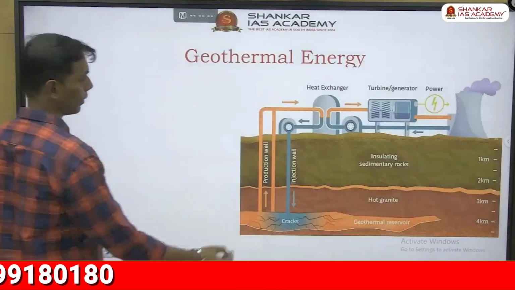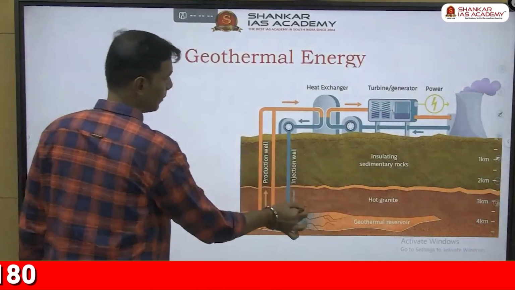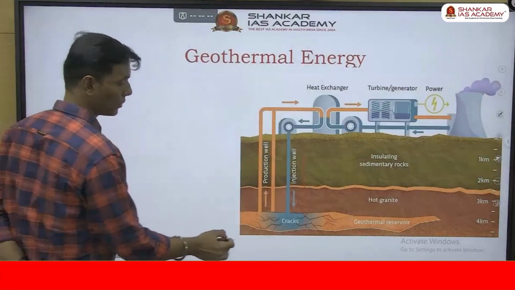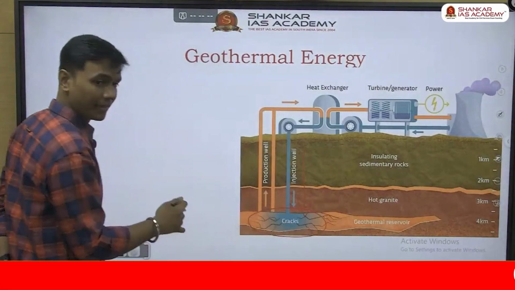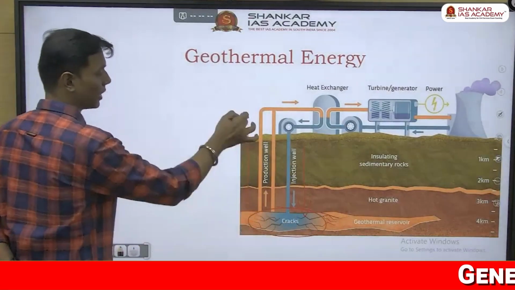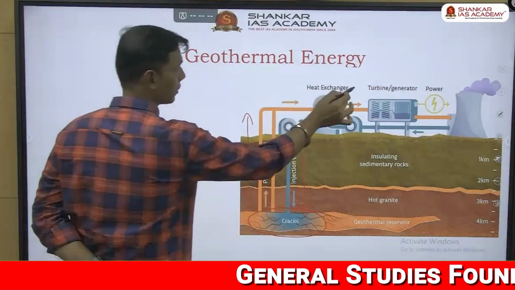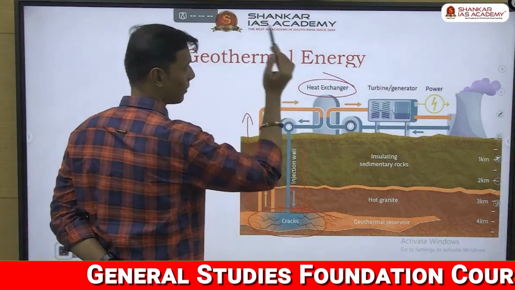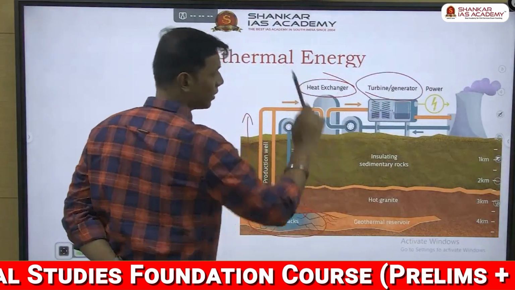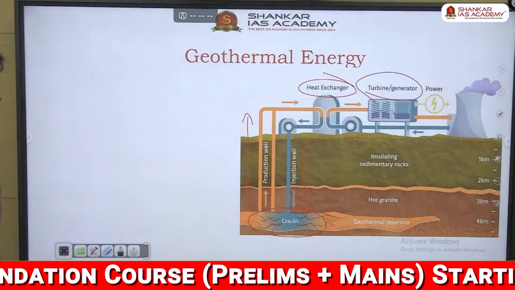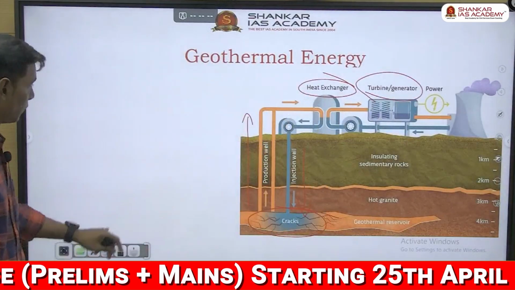Take a look at this. You have injection well. When we say injection well, you are going to inject chemicals. Do you see geothermal reservoirs here? They will heat, and then production well, the place where the heated water or the chemicals are drawn out. Then what is written here? Heat exchanger that will produce steam, and then you have turbine or generator which produces power. This is called as geothermal energy. So you can write this one.